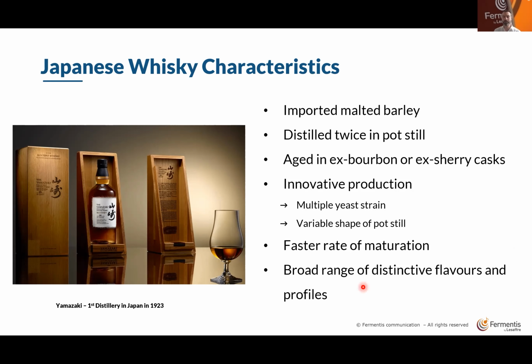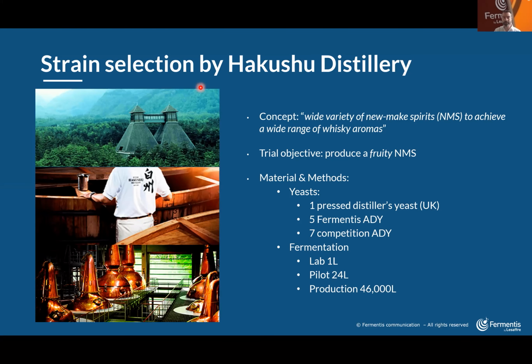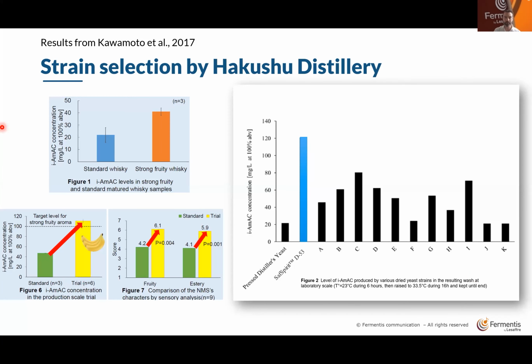Faster rate of maturation, and this is the most important thing, a broad range of distinctive flavor and profile. So we had a strain selection by a distillery. Let's say that the concept is to make what is so-called new make spirits. The goal, the trial, the objective was to produce as fruity as possible whiskey. So a lot of yeast were assessed, and you had fermentation in a lab, in pilot, and finally production. Of course, I have to summarize the results.